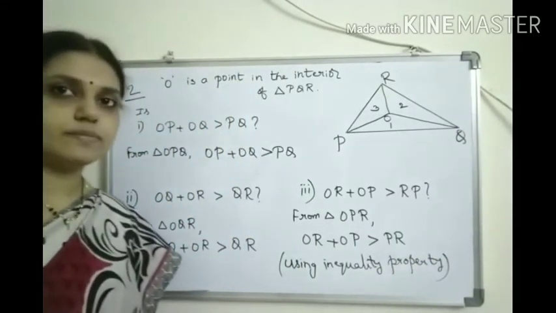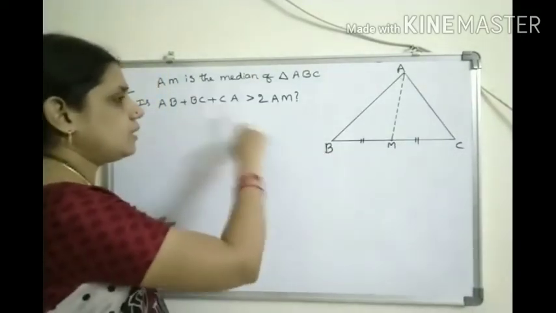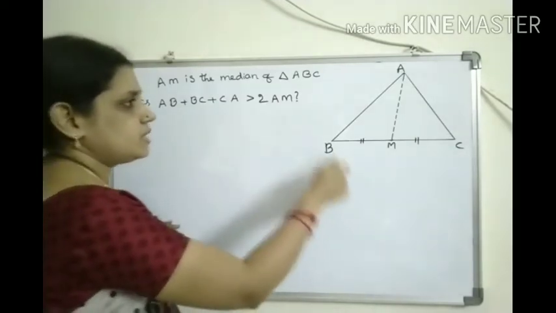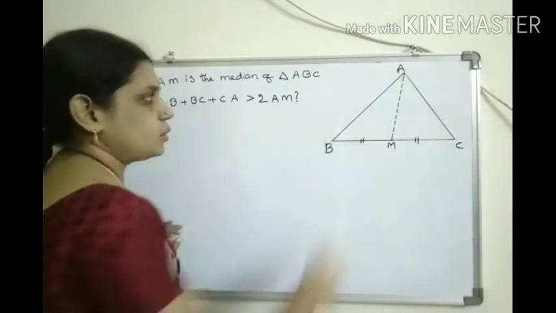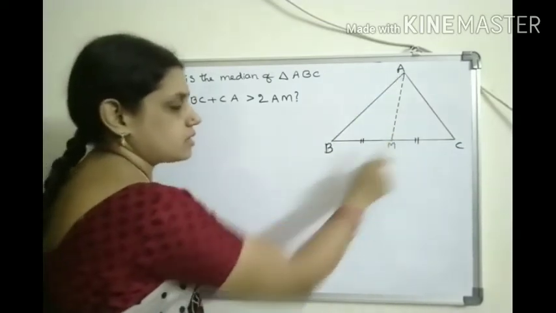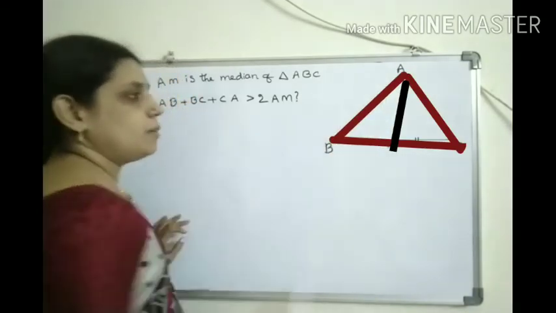Understood, children? Now third sum. Here in the figure, AM is the median of triangle ABC given. Is AB plus BC plus CA greater than 2AM is the question. AM is the median. By seeing this also we can say M is the midpoint of BC. That's why AM is the median.